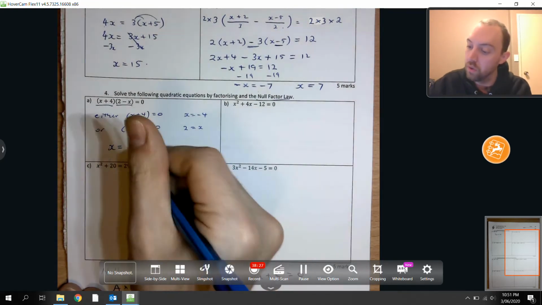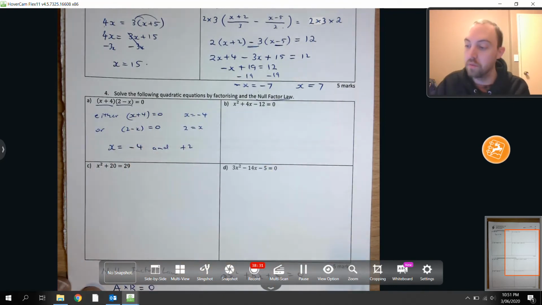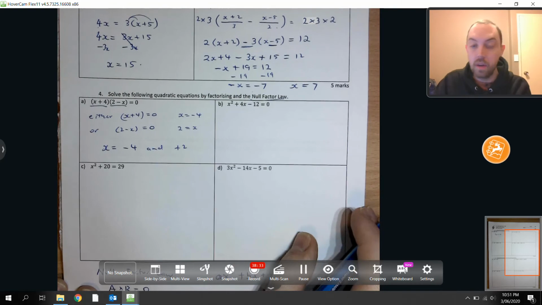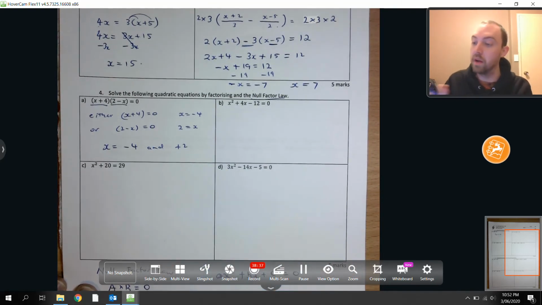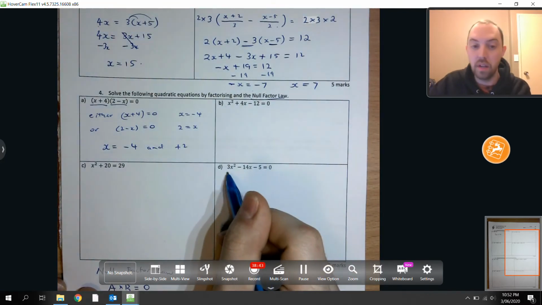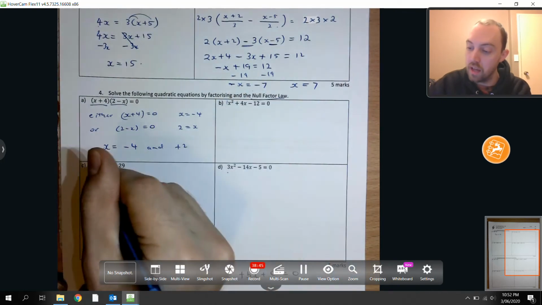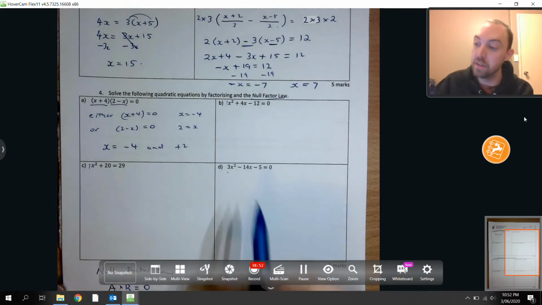So we had two solutions, -4 and +2. Now, if they're quadratics, sometimes you need to factorize. We spoke about a case in question 2c where a is not equal to 1, kind of like in part D. These ones, a is equal to 1. There's no number in front of the x squared term, so we're pretty happy this is the simpler case.